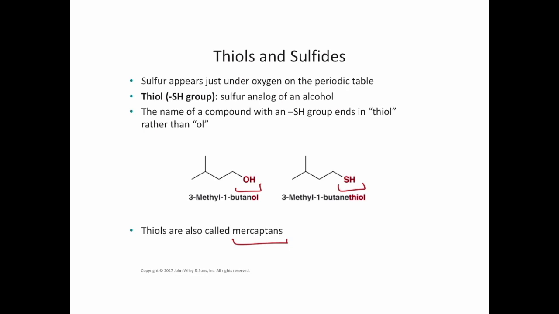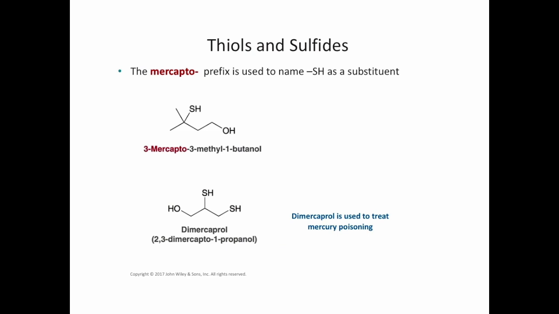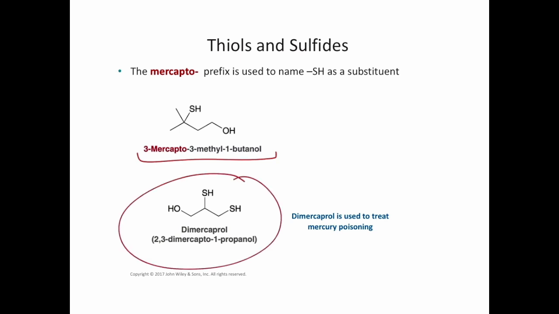When you name this, it's analogous to naming an alcohol, but instead of ending the name in -ol, you're going to end the name in thiol. The mercapto prefix is also used when you want to name that group as a substituent. So this would become 3-mercapto-3-methyl-1-butanol. And this is an example of a thiol that's used to treat mercury poisoning.